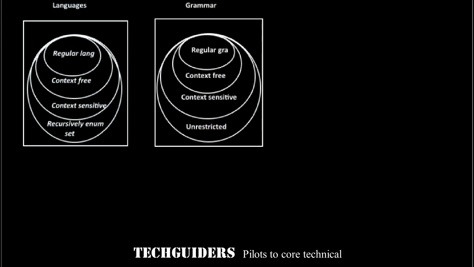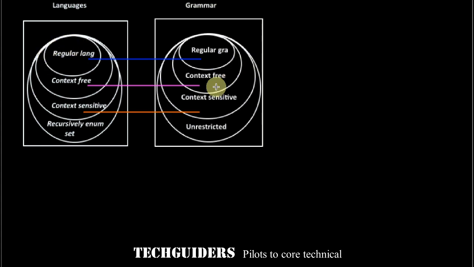Now, a language generated by a regular grammar is always a regular language. Then, a language generated by a context-free grammar is always a context-free language, and a context-free language can sometimes be regular too. So we can say a language generated by a context-free grammar is always a context-free language, and sometimes it can be a regular language too.